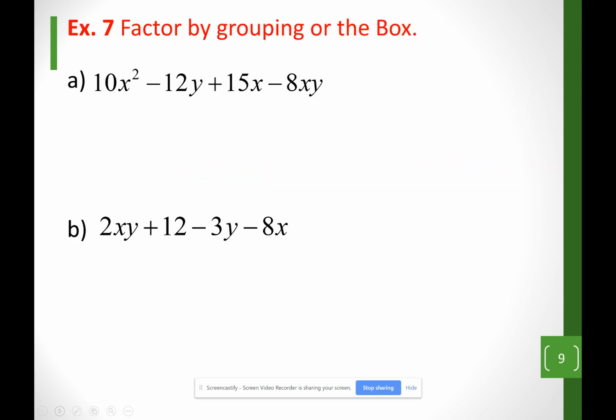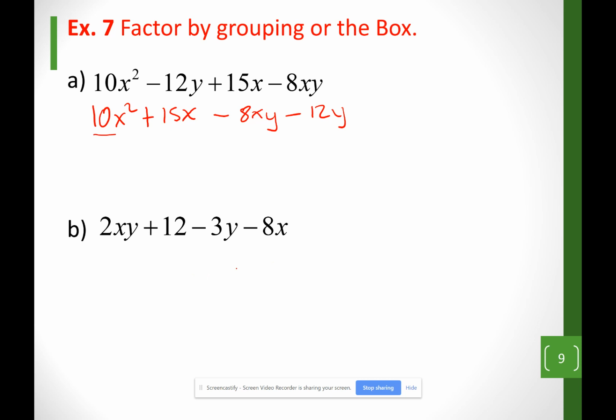Now these are a little interesting. Let me rearrange things. I'm going to go 10x squared plus 15x. I want those that have x's together. Then I'm going to go minus 8xy minus 12y. Okay. I'll talk about a little why we organize it this way. I'll talk about it in class.